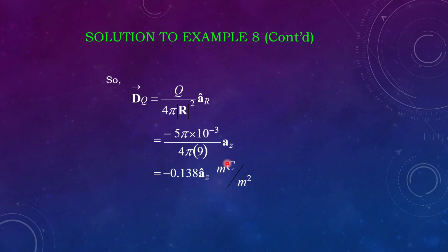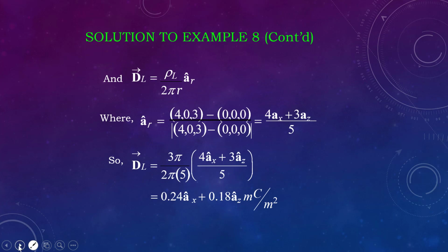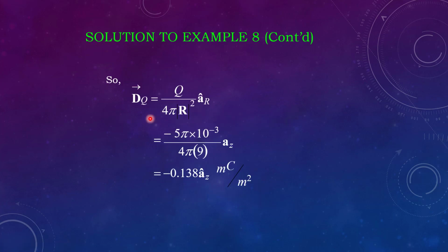This unit is very important. Density is measured in coulomb per meter square. As there is 10 raised to minus 3, instead of writing minus 3, we can write just millicoulomb per meter square. Next, this is the density due to point charge.